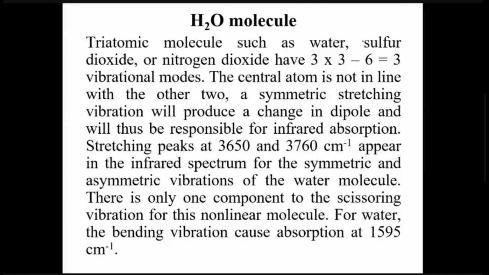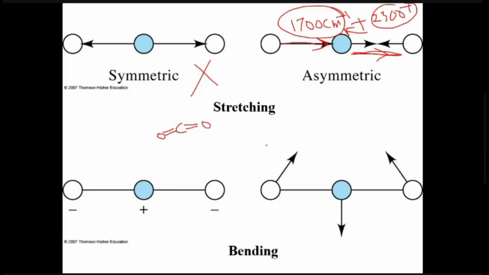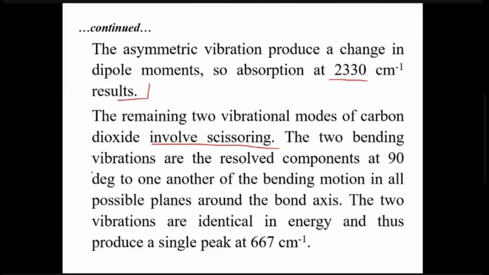Now, continuing with the explanation, the remaining two vibrational modes of carbon dioxide involve scissoring. When we talk about scissoring, it is a scissor-like motion. Now this one is coming out of the plane, and this one is going behind the plane. Both of them are going behind the plane. The remaining two vibration modes of carbon dioxide involve scissoring.